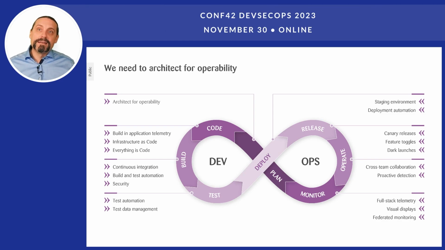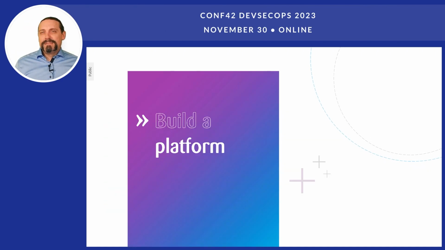In operate, we need cross-team collaboration and proactive detection. And it is absolutely essential that in the monitor step, we have full-stack telemetry with visual displays and federated monitoring. So now we saw that we need to continuously test, do continuous security, and architect for operability. This is quite a lot to do, and therefore we are now going into the chapter about building a platform.